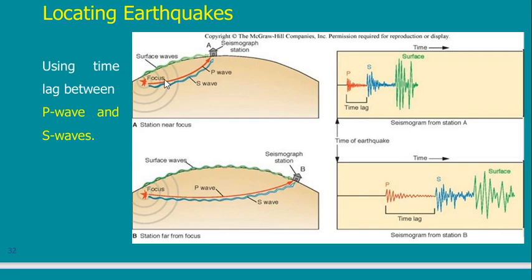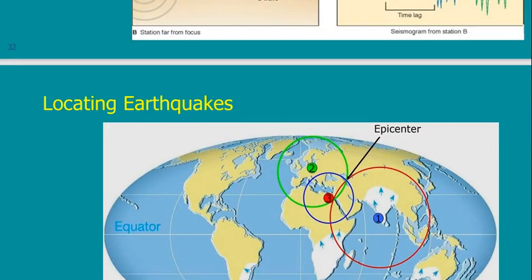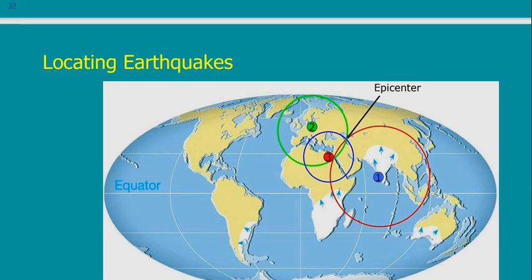Here I can say that this is the distance. Here I can say that this is the other distance. So I can use this. How can I use this? Imagine that you have an earthquake and it was recorded in 3 places. One in India, the other in, say, here in Europe, and another in, say, Egypt.